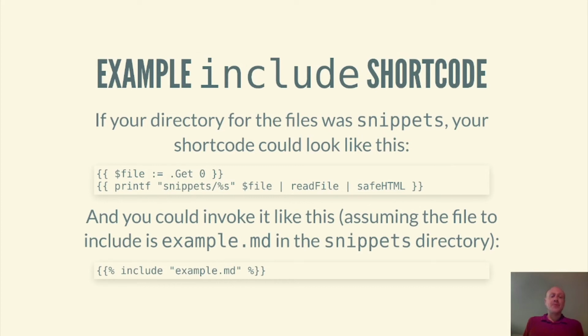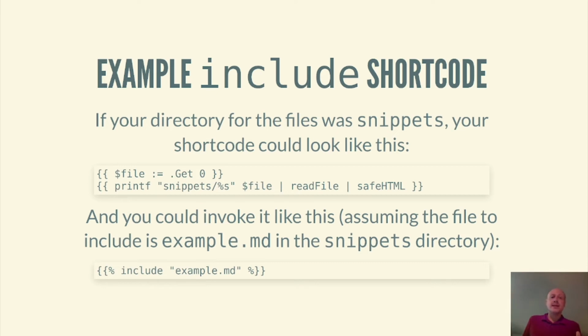So as an example, you could create an include content shortcode. If you have a directory for your files that you want to include, and let's say you call that directory snippets, you could create a shortcode that would look something like this, where you get the first property that's passed to it, and you create a string from that inside the snippets directory. You pass it to the read file, so it reads the file, and you create safe HTML out of that. The safe HTML you would use instead of Markdownify, because the safe HTML ensures that headings and other things that are included inside of that file are included inside the table of contents of your final file.